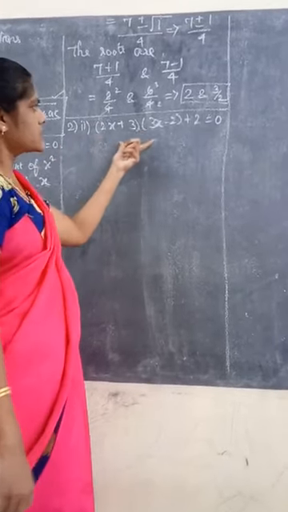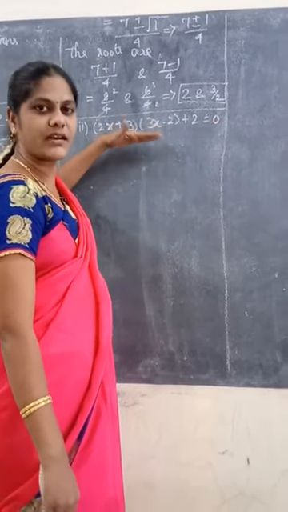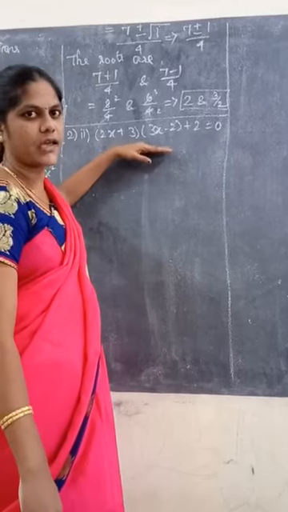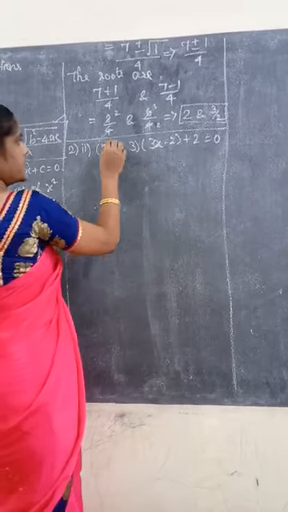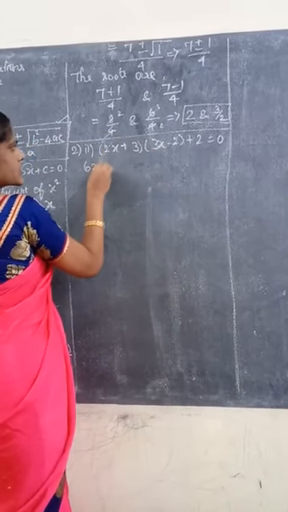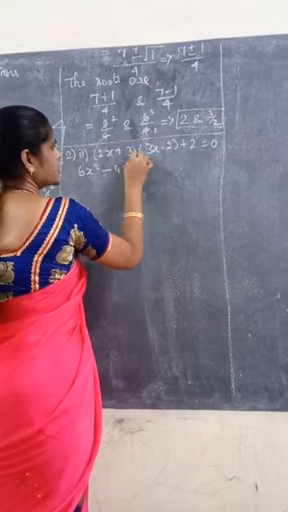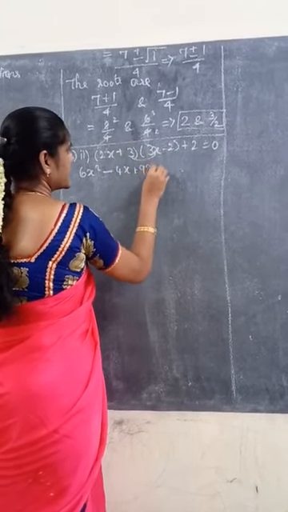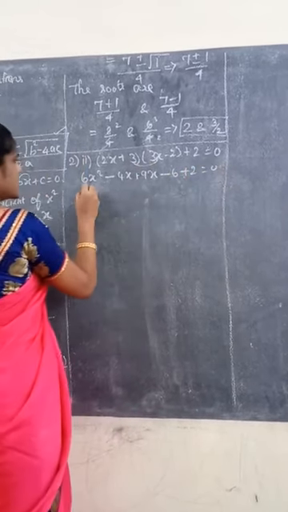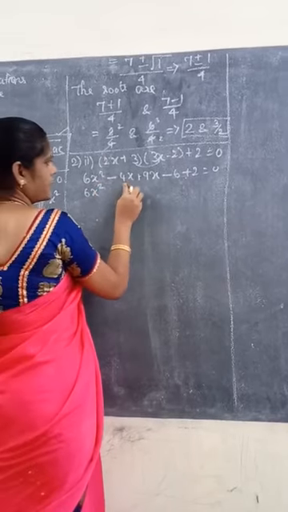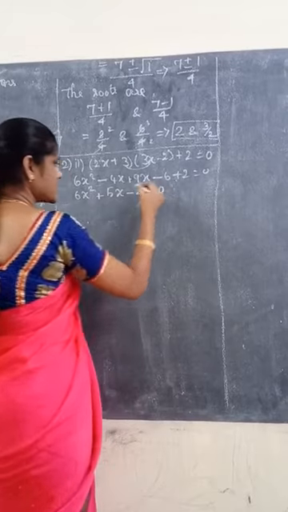Second question. This is the multiplication, plus 2 is equal to 0. First we need to look at whether it is a quadratic equation or not. This is not in quadratic equation form. First we need to convert this form into the quadratic equation. First multiply this: 3 twos are 6x squared. Next minus 4x. Next multiply this: plus 3 threes are 9x. Plus into minus, minus 3 twos are 6. Plus 2 equal to 0. Next, 6x squared plus 5x minus 4 equal to 0.